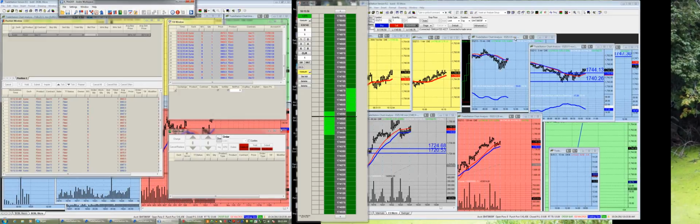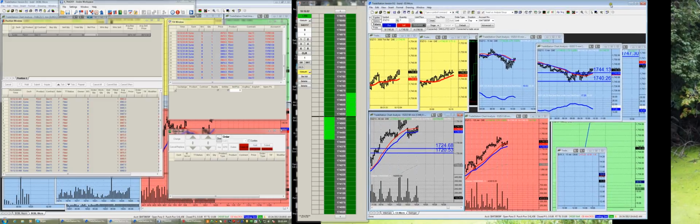So I'm just going to do a quick run through of how to analyze the futures market. So here I have the ES. I started trading at 5:30 in the morning. It's 10:15, and usually this period's pretty good, but now it's not.